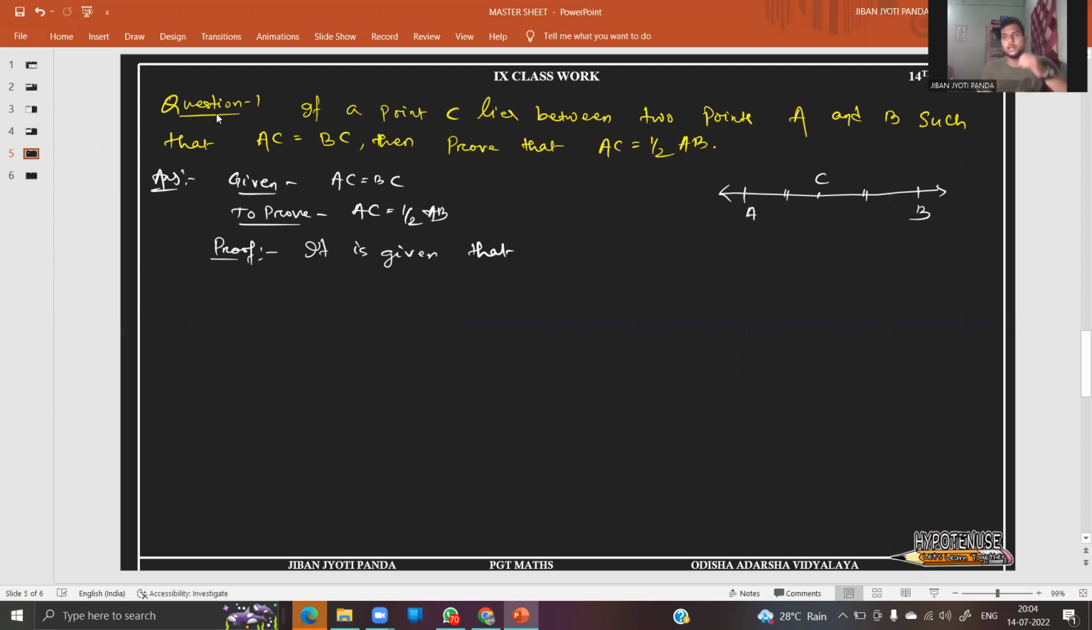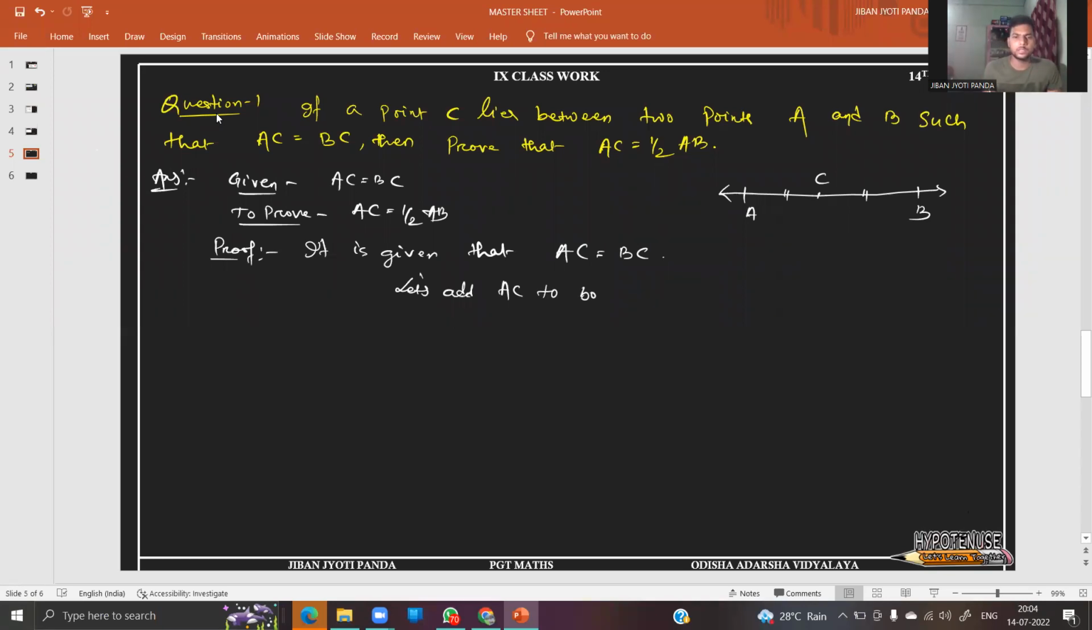you just try to understand, try to observe how to write the answers by using the postulates and axioms that we have already done. It is given that AC is equal to BC. ये given है, AC is equal to BC. Now, first thing is that to proceed from AC to AB, we have to add something with AC. So let us add AC to both sides, or AB to both sides. You can do anything else. Let us add AC to both sides.